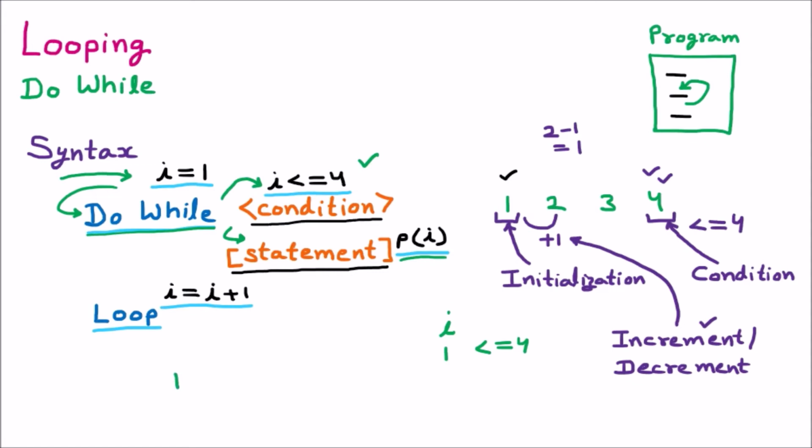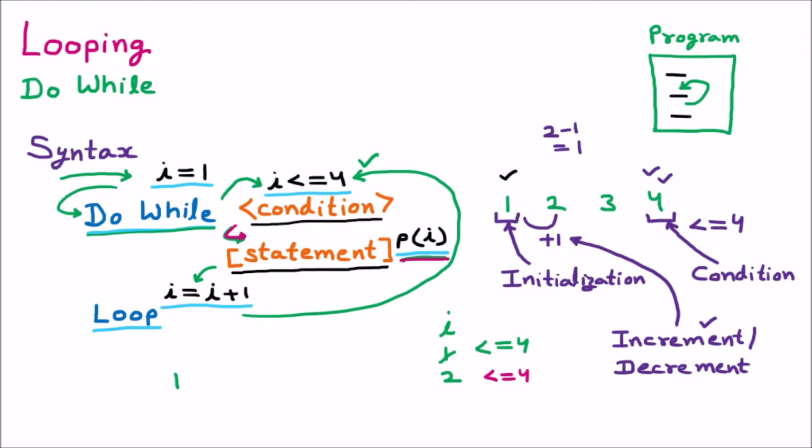So 1 is printed. Afterward, the I is incremented. So here I is equal to I plus 1, that is 2. Now it will go back. Afterward, here you can see that it is again checking the condition. So 2 less than equal to 4, perfectly fine. Again going down and printing it.